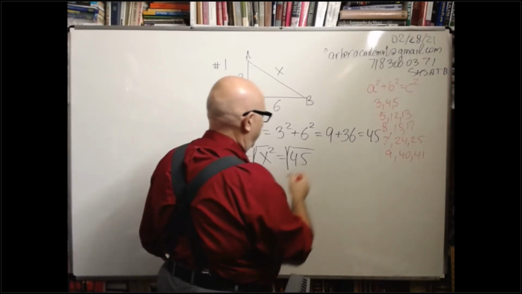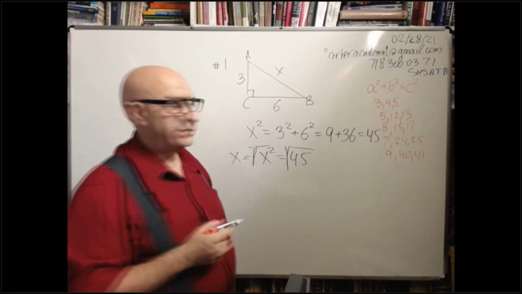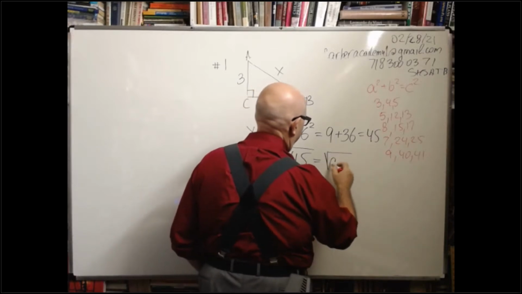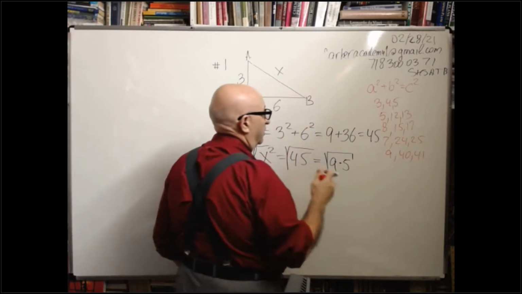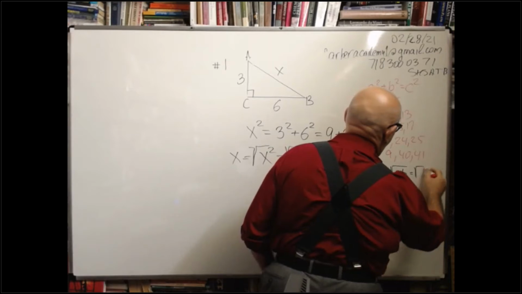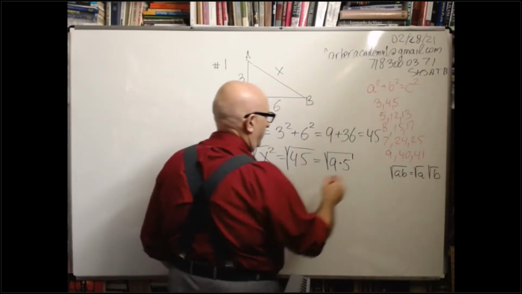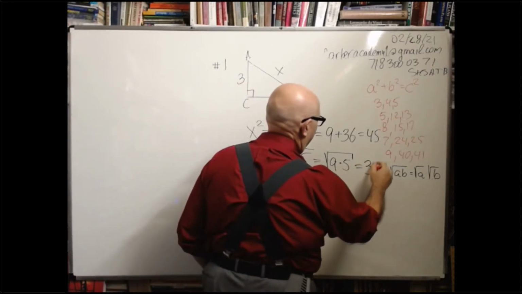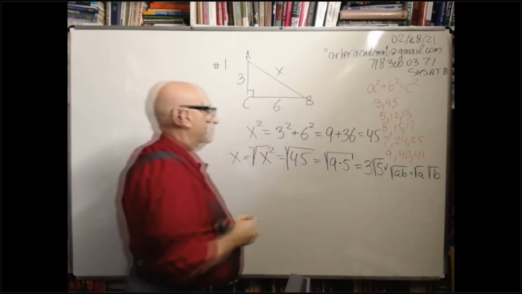And how do we simplify the square root of 45? Extract the greatest perfect square, which is 9 times 5. You know the formula that the square root of a product equals the product of square roots. The square root of 9 is 3, times the square root of 5. This would be the final answer.